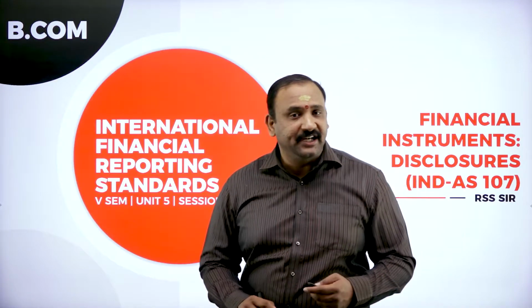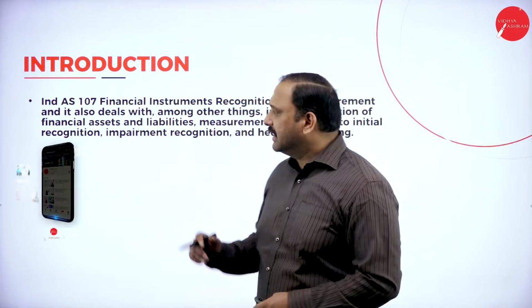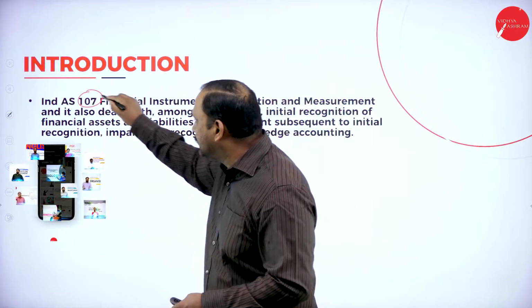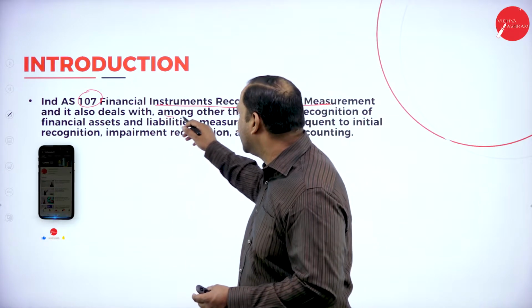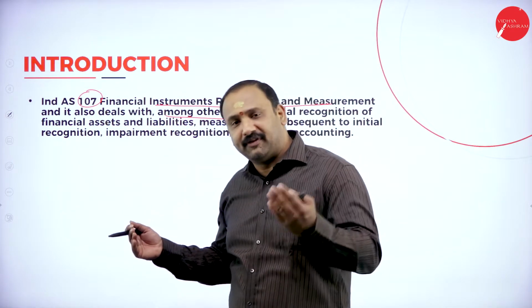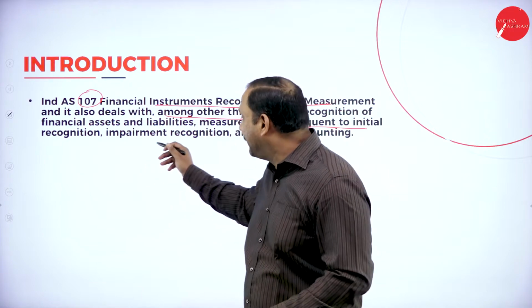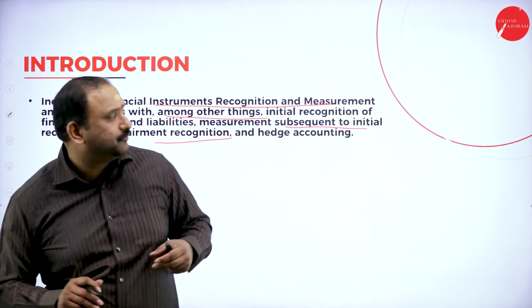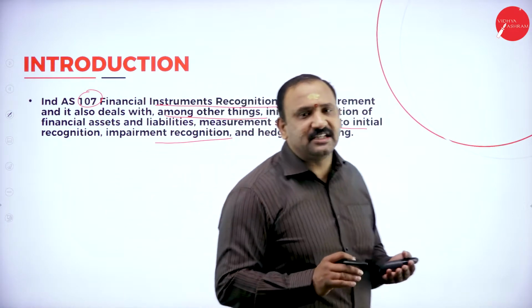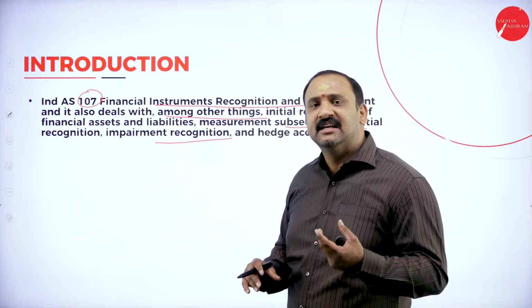Now, this is a very important act as per the Accounting Standards 107, where we're going to speak about the initial recognition. Now, the Indian Accounting Standard 107, Financial Instruments Recognition and Measurement, also deals with, among other things, initial recognition of financial assets, liabilities, measurement subsequent to initial recognition, impairment, and hedging accounting. Quite a lot of things that we are going to talk about in terms of the Indian accounting standards, but nevertheless, why? Because these are all the factors that we have been trying to understand and assess ourselves.